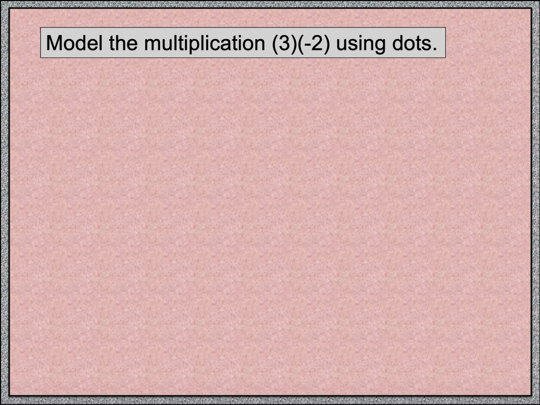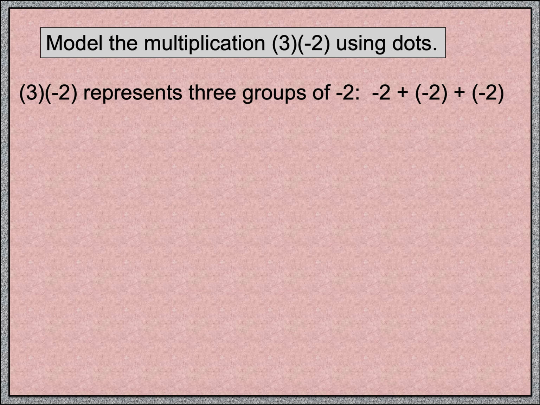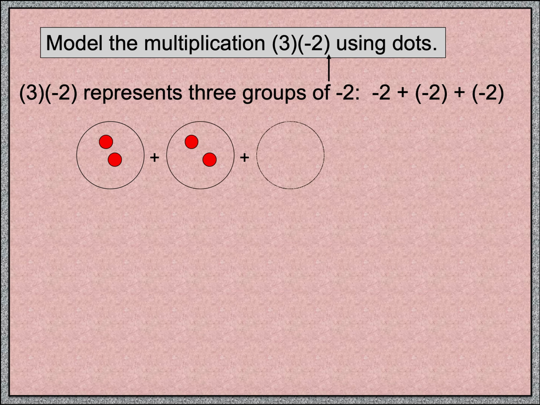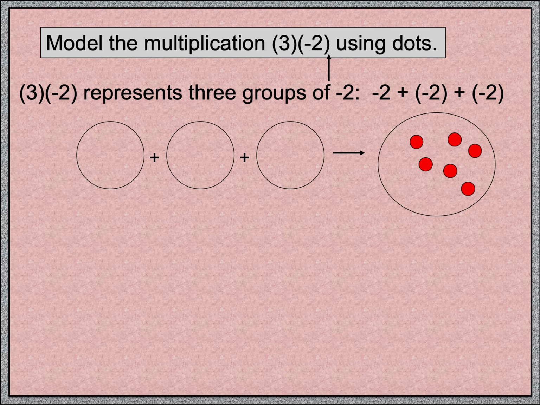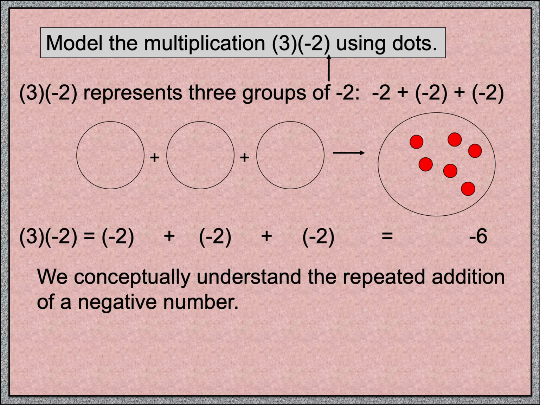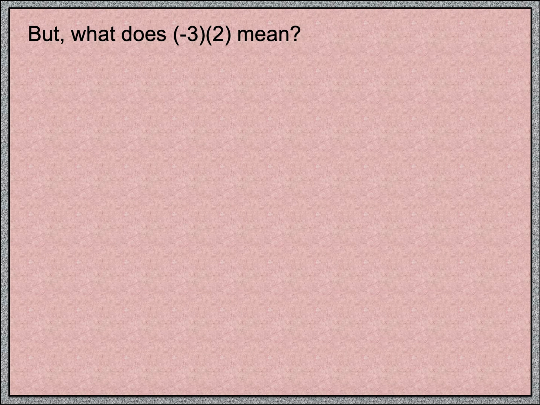Model the multiplication 3 times negative 2 using dots. 3 times negative 2 represents 3 groups of negative 2. Negative 2 plus negative 2 plus negative 2 is negative 6. We conceptually understand the repeated addition of a negative number.